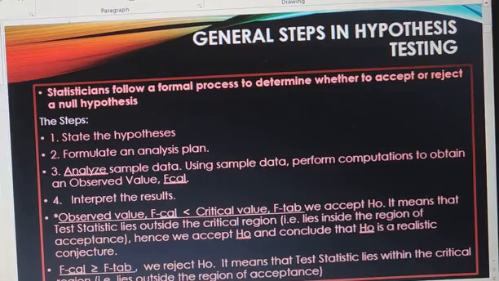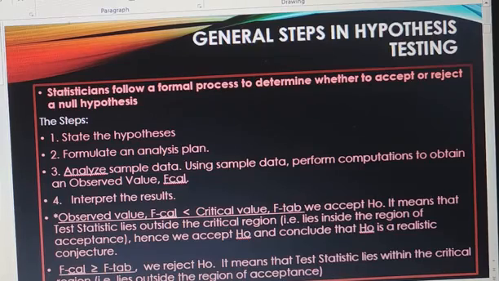3. Analyze sample data. Using sample data, perform computations to obtain an observed value, F-cal. 4. Interpret the results. If the sample findings are unlikely, given the null hypothesis, the researcher rejects the null hypothesis. If the observed value F-cal is less than the critical value F-tab, we accept H0.